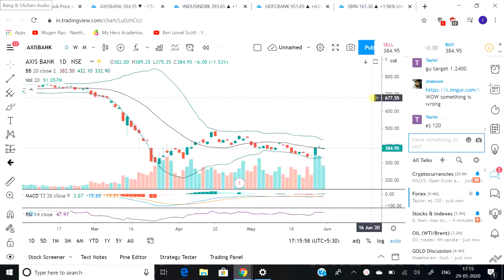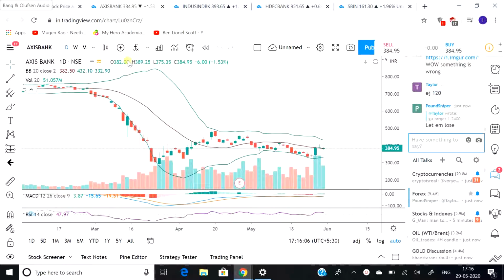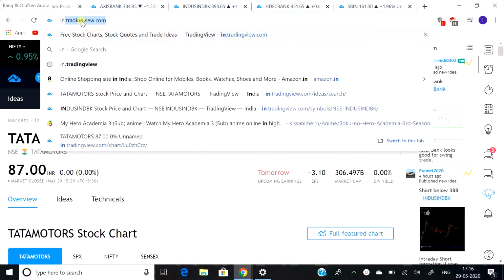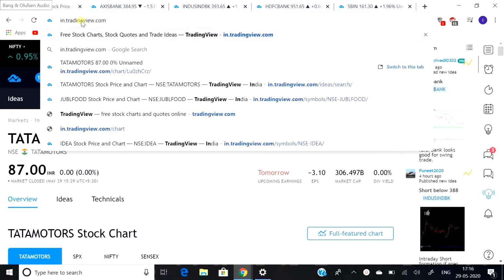I'm Ashwin. Today we are going to see what we studied in the last video, that is the trend. Let's analyze some stocks live. I am using in.tradingview.com to view these charts. I will show you how to get in there. Just type in.tradingview.com and you can go inside.